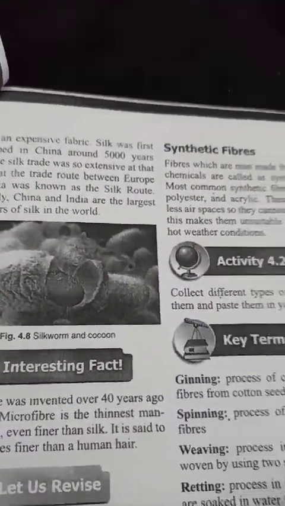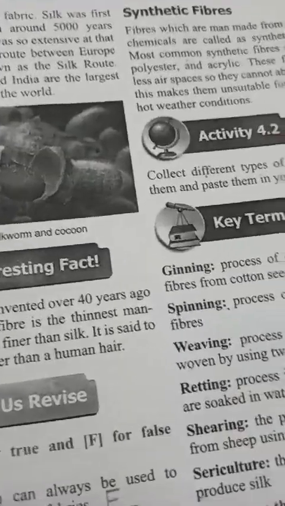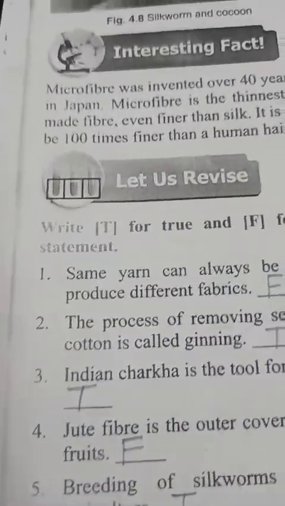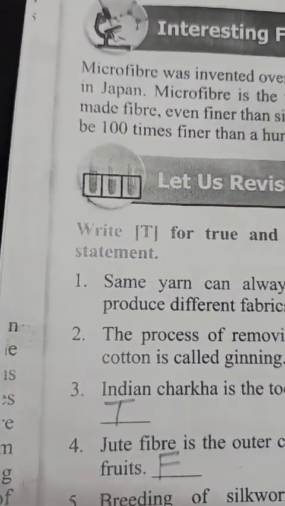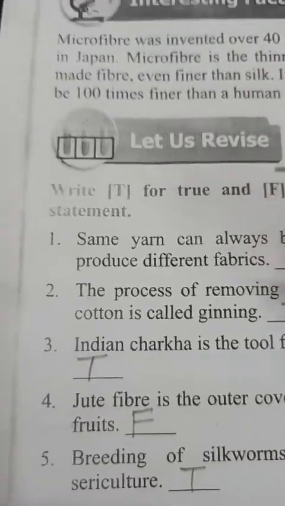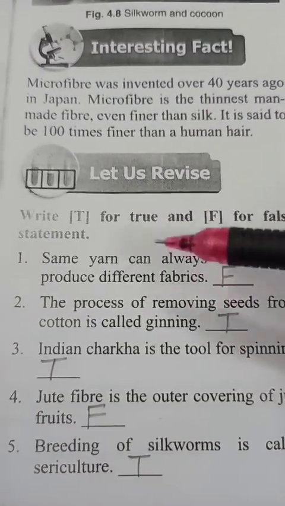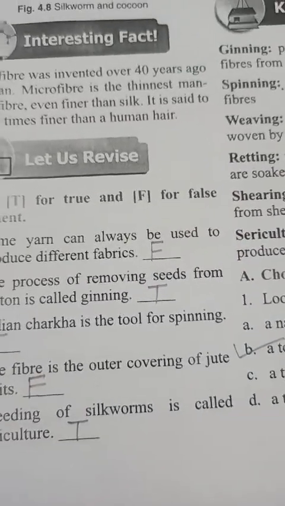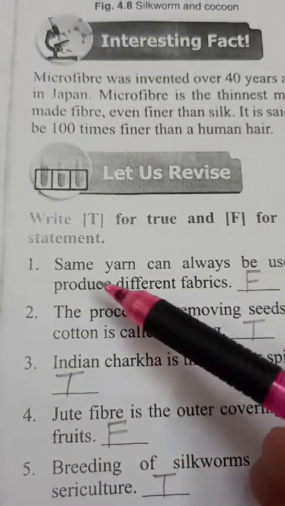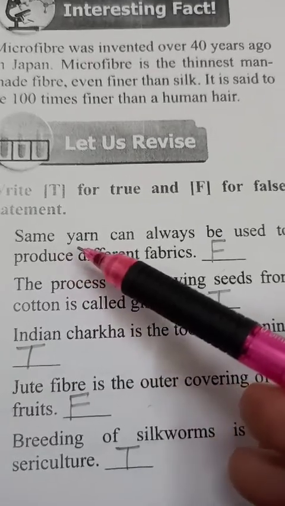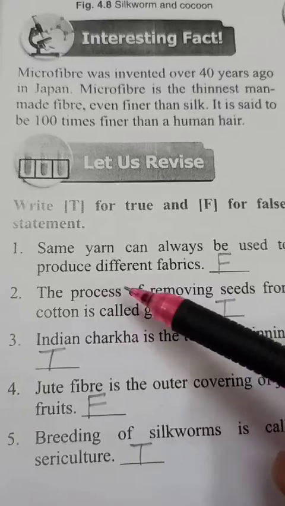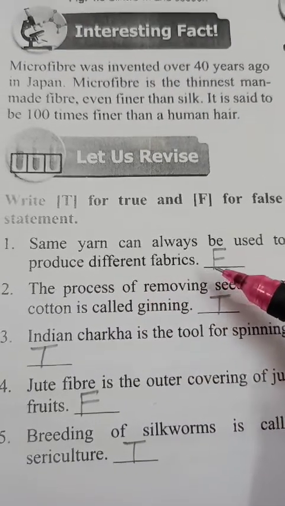So after this, let's see page number 41. You can see here, on page number 41 also they have given some exercises. First one is write true or false. T for true or F for false statement. So first is, same yarn can always be used to produce different fabrics.